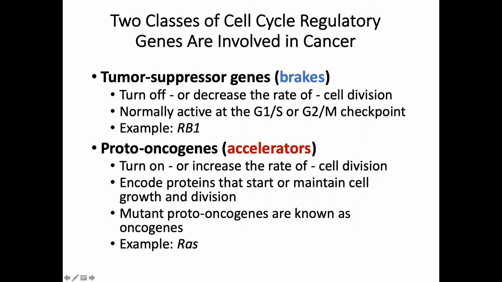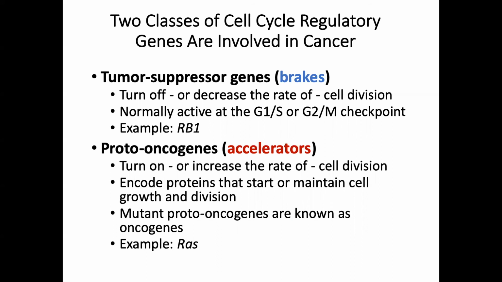Another class is called proto-oncogenes. These genes have an opposite function of tumor suppressor genes. Proto-oncogenes drive the cell cycle and promote cell division. Okay, we all have proto-oncogenes in our body, and they are responsible for normal growth of our cells. Normally, they are under control, and they are turned on only when necessary.